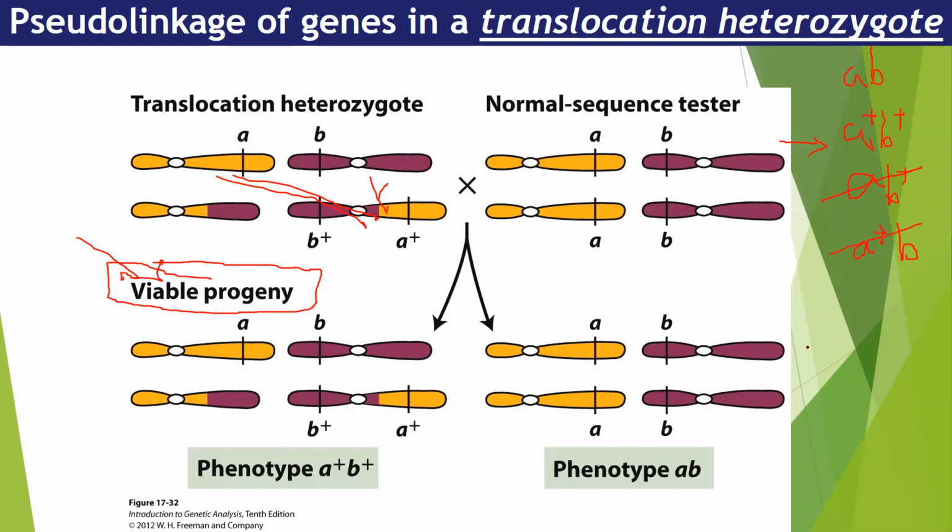This one is impossible to survive. You only see this. So if you do a test cross, a dihybrid test cross, and you only see the parental type progeny appear in the next generation, what is the conclusion? The conclusion you can make is that these two genes are always inherited together, right? That means they are linked. So you're going to conclude they are tightly linked, pseudo-linked.